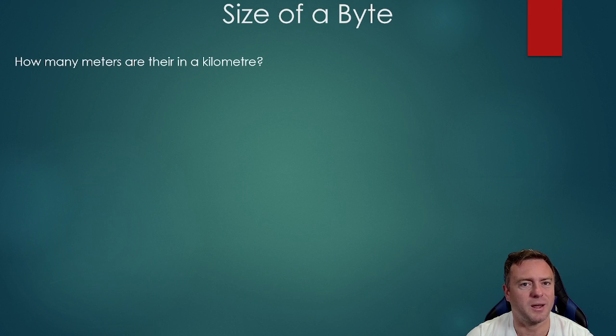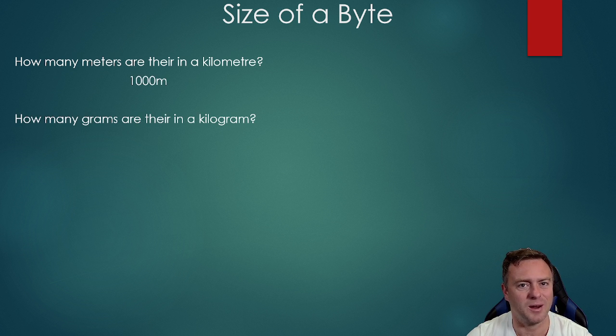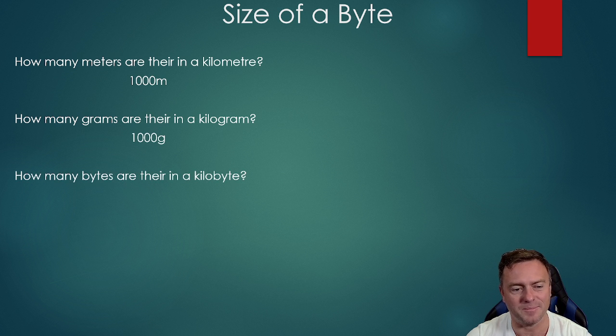So the size of a byte, there's a whole heap of different prefixes that you can add on, which comes back to the standard ones that you've done before. How many meters are there in a kilometer? You should know that's 1,000 meters. How many grams in a kilogram? Again, 1,000 grams. How many bytes are there in a kilobyte? Well, it's 1,000 bytes. Now, there was a bit of confusion here in the past, which actually got changed. I think it was around 2004.